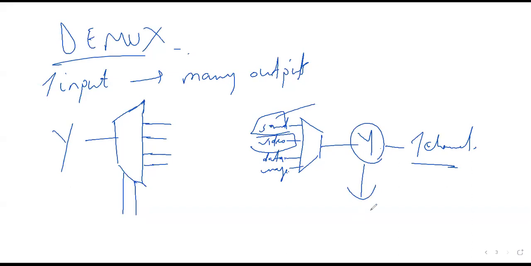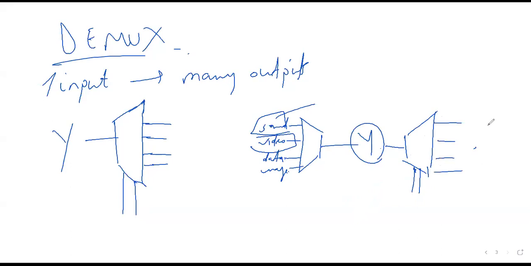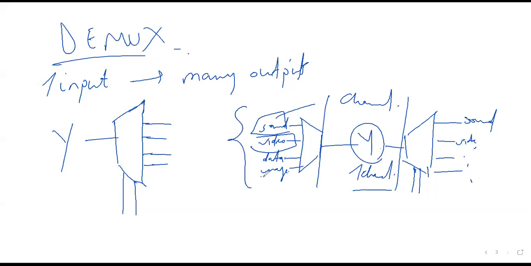How do I separate it? I input it in my demultiplexer. So I have a demultiplexer. The demultiplexer does the job and gives me my four outputs. Now I have my sound here, I have my video here, and so on. So this is my channel. I only need one channel instead of four channels because I have four inputs. This is basically how the multiplexer and the demultiplexer function. Not only in the example of the channel, there are many examples of application.